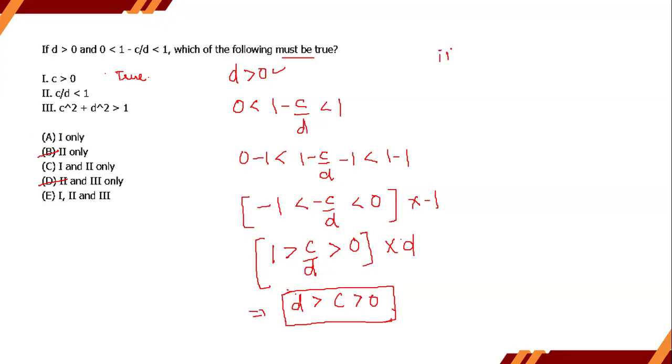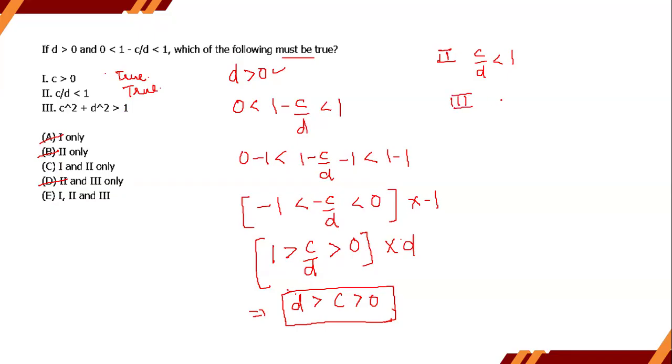Now, option 2, we have that C by D is less than 1. Very good. Again here, from the question stem only, we have inferred that C by D is less than 1. So what does that mean? Again, this is always true. If option 2 is always true, we can eliminate option A also, and any other option, no. So that means we need to check for option 3.